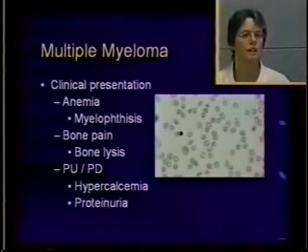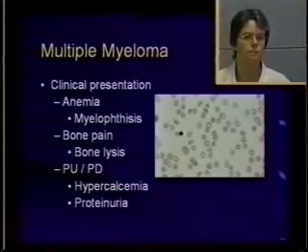Multiple myeloma can actually have a number of different clinical presentations. Animals may present for weakness associated with anemia due to myelophthisis, or invasion of the bone marrow and fibrosis of the bone marrow due to invasion by the tumor. It can also present as a lameness or generalized pain that is associated with bone lysis and bone pain. Some animals will present with a history of polyuria and polydipsia that is a result of hypercalcemia or sometimes as a result of proteinuria.